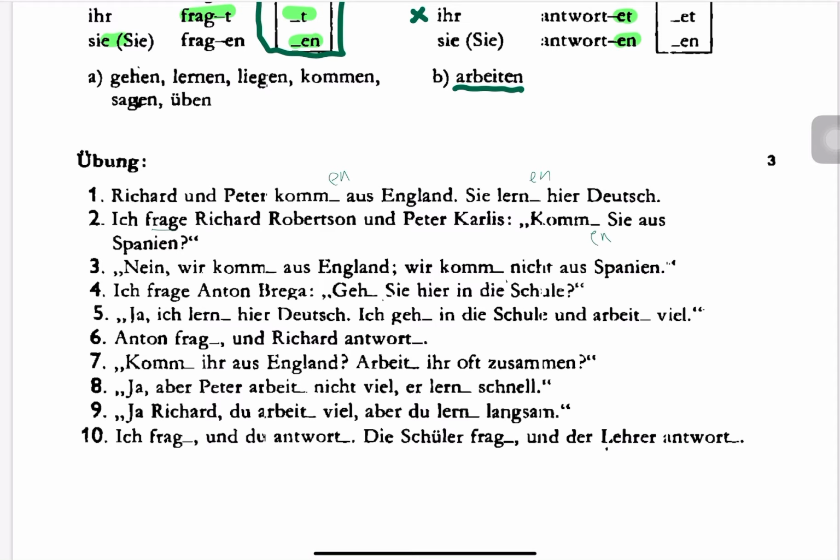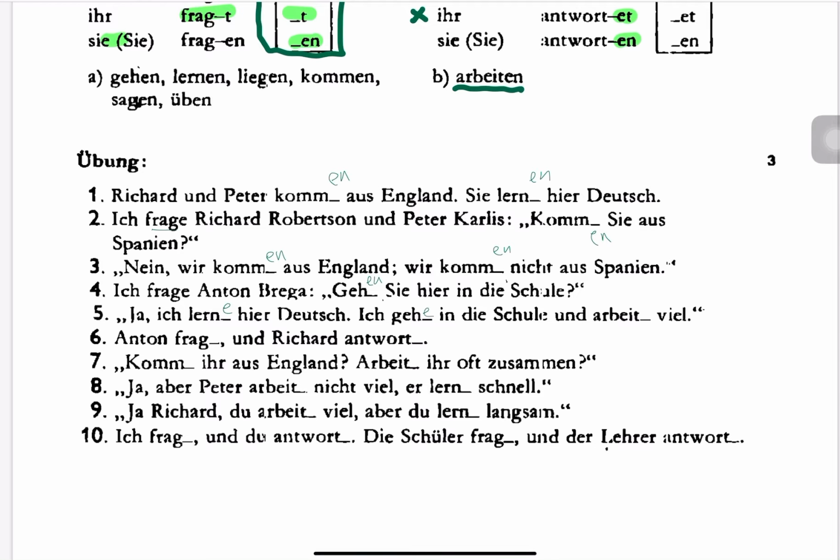Nein, wir kommen aus England. No, we come from England. Wir kommen nicht aus Spanien. We don't come from Spain. Ich frage Anton Breger. I ask Anton Breger. Gehen Sie hier in die Schule? Do you go to school here? Ja, ich lerne hier Deutsch. Yes, I learn German here.